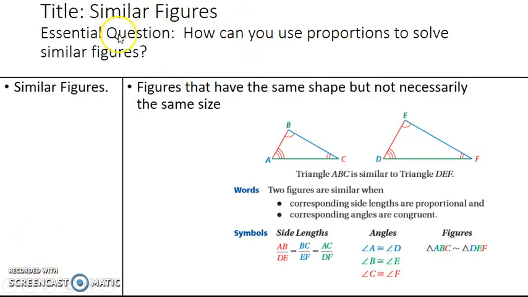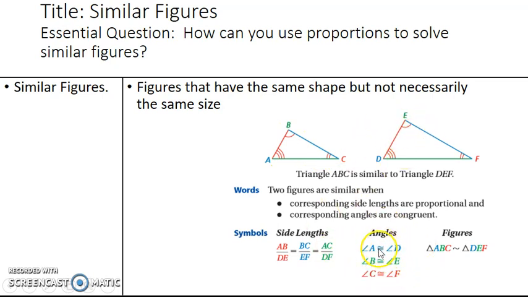Go ahead and title this Similar Figures. Your essential question is, how can you use proportions to solve similar figures? First of all, similar figures are figures that have the same shape but not necessarily the same size. Mathematically, because we like to shorten things, what you will see in a picture, because we're talking about images and shapes, is that you'll have equal angles. All of the angles will be equal.